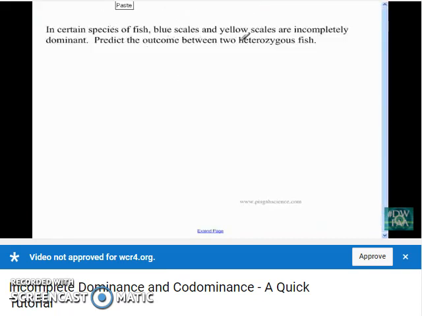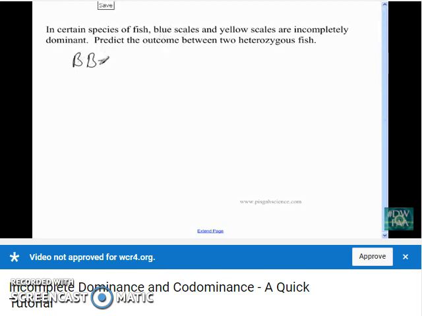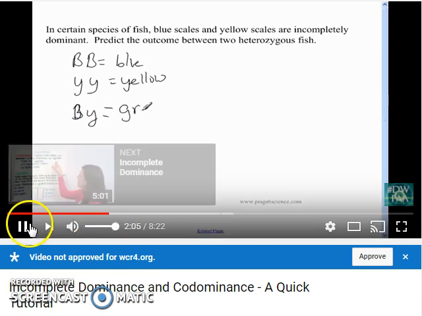In certain species of fish, blue scales are dominant to yellow scales. Blue scales and yellow scales are incompletely dominant. Predict the outcome between two heterozygous fish. Well, in this kind of problem, the first thing I'd recommend you doing is making a key. I'm just going to take the very first thing it says, blue scales, and I'm going to make this B. The next thing says yellow scales, so I'm going to just use Y. And then BY would be my heterozygous, and yellow and blue, when they mix together, make green.